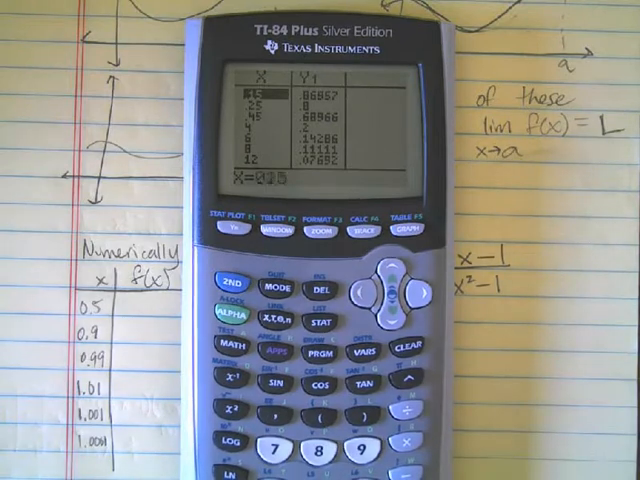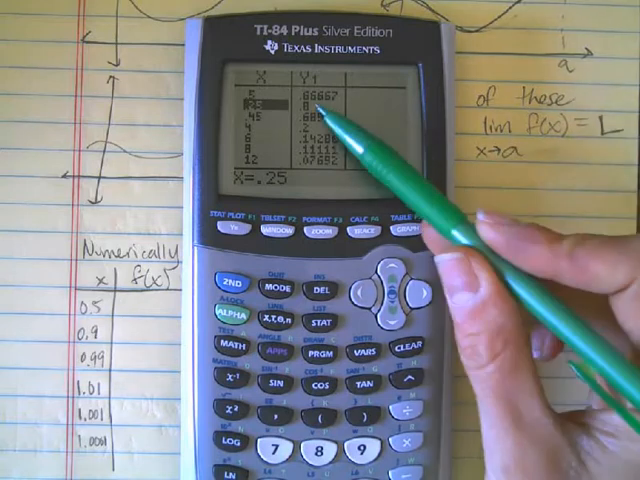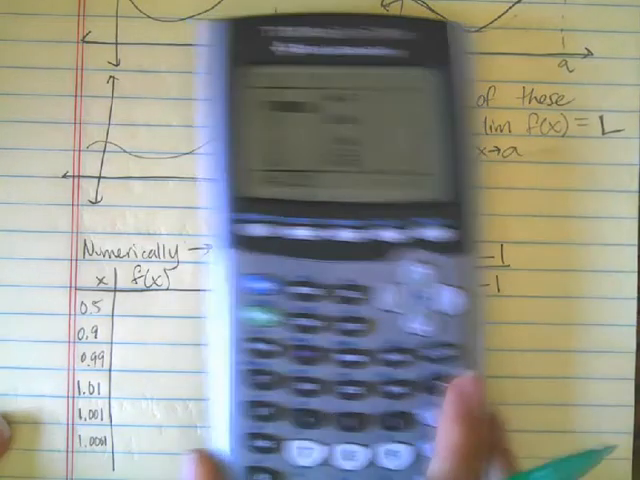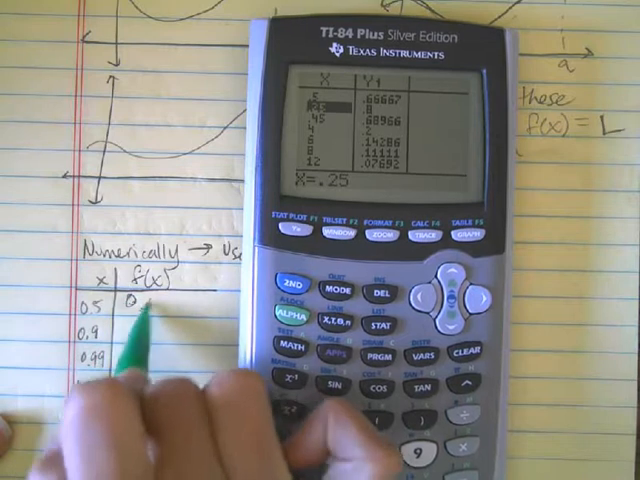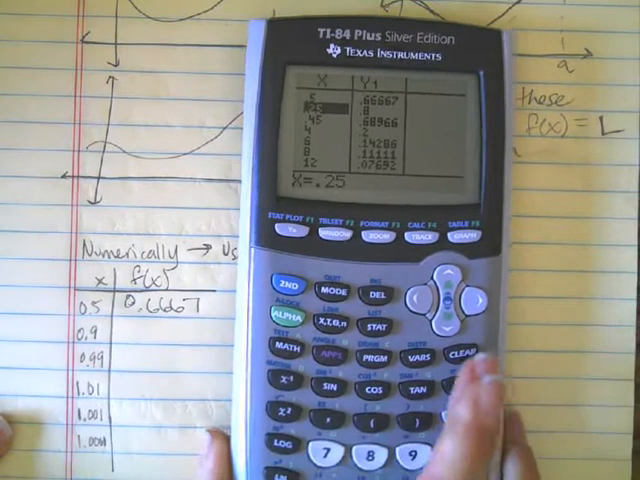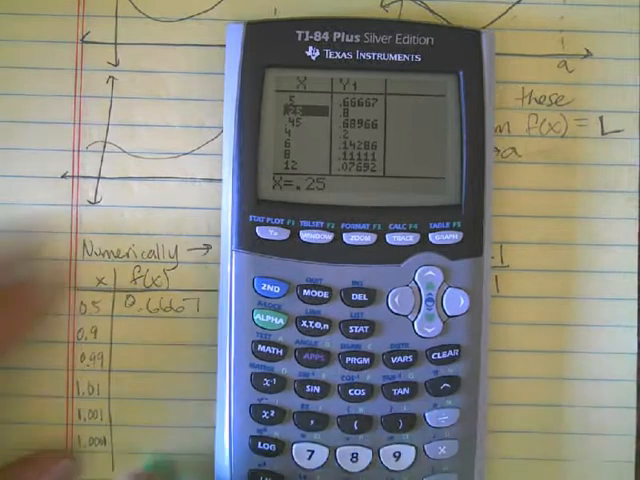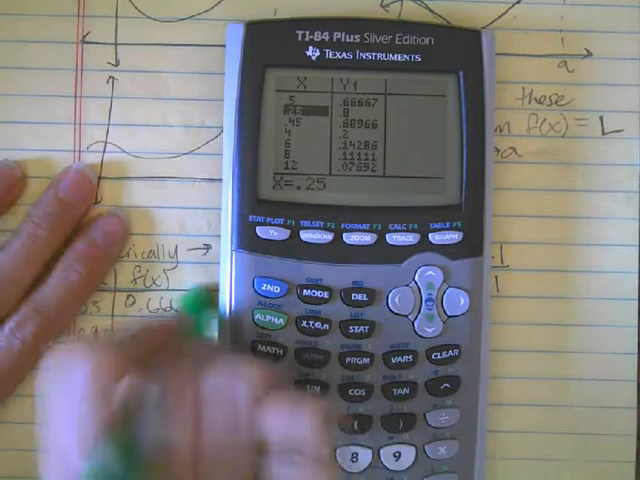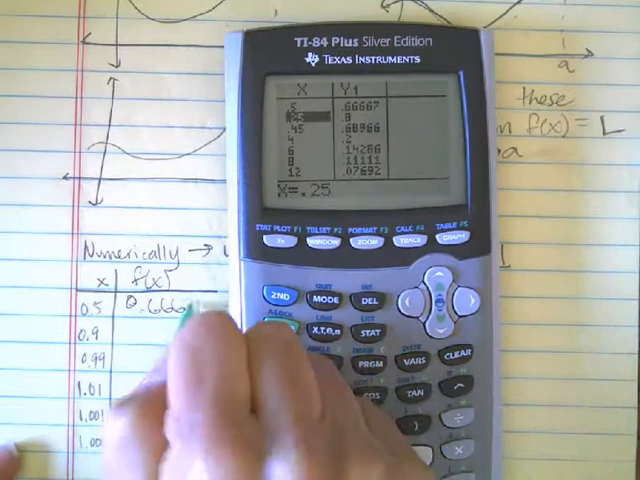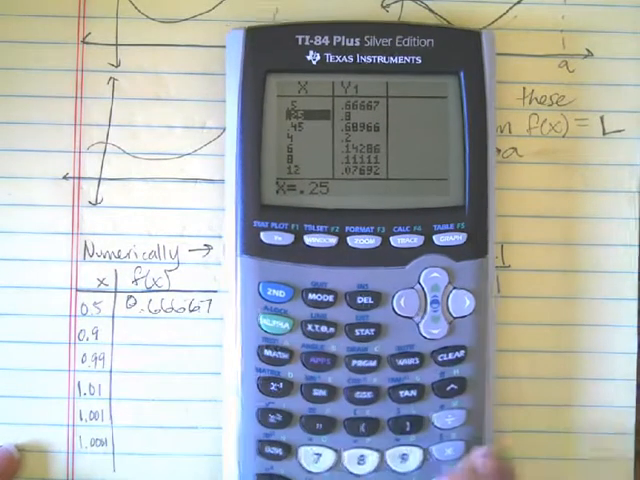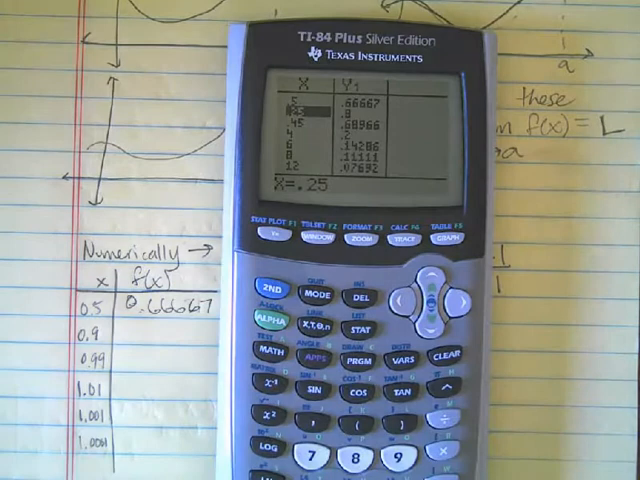So 0.5. The y value is what we're going to write, 0.6667. Oh, wait, no. Wait, we had 0.5? Wait, what happened to 0.5? Okay. So what I'd like to do is this. I'd like for everyone in here to be quiet. I'd like for you guys to pay attention, and if you have questions, ask them at the end.